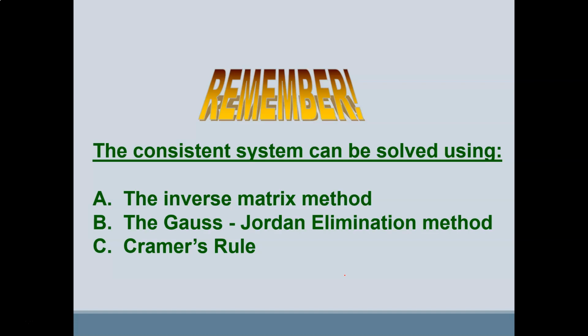The first one is the inverse method. What is the inverse method? For AX equal to B, using the inverse method it becomes X equal to A inverse B.